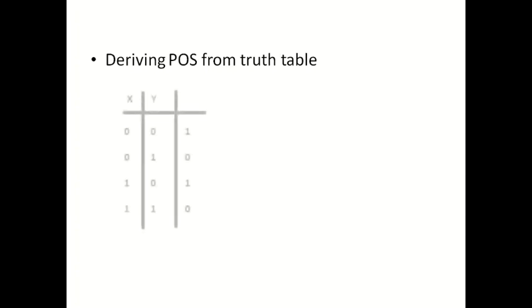Then deriving POS from the truth table. The next thing is how we can derive POS. Suppose this is my table and this is the output of my table: in the case of 0, 0, my output is 1, but in the case of 0, 1, it is 0, for 1, 0, it is 1, and for 1, 1 it is 0. So if from this table I have to go for a POS expression, then definitely I have to look for max terms.